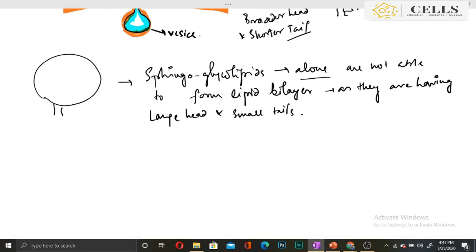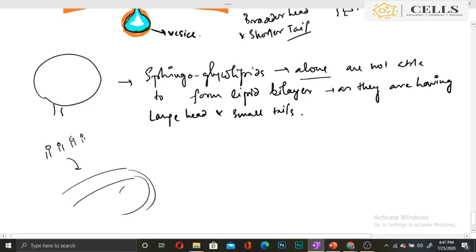So what is very important is that suppose if you place simple phospholipids, and if you pour them in the water in a particular concentration, they will form a bilayer structure like this. But if you pour only sphingoglycolipids, they can't form a bilayer structure. So now what happens? They have a particular affinity for another kind of lipid which has the exactly opposite form. And what are they?